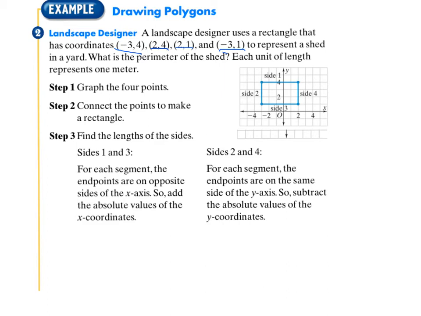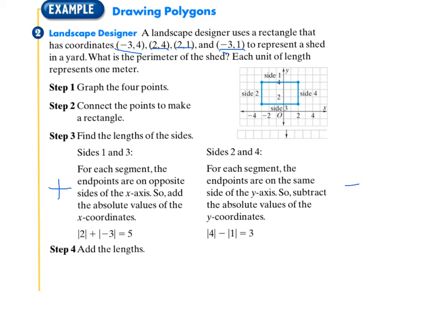For sides 1 and 3, for each segment, the endpoints are on opposite sides of the x-axis. So we have to add the absolute values of the x-coordinates. On sides 2 and 4 for each segment, the endpoints are on the same side of the y-axis. So we're going to subtract the absolute values of the y-coordinates. So for sides 1 and 3, we're doing the absolute value of 2 plus the absolute value of -3 to get 5. And on sides 2 and 4, we're doing the absolute value of 4 minus the absolute value of 1 to get the value of 3.